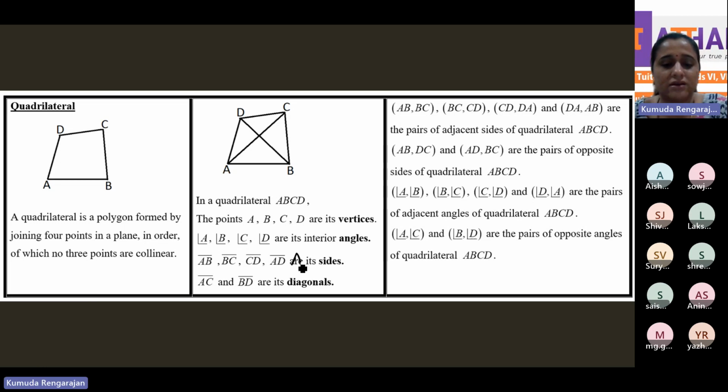You can write AB again. So AD and AB are adjacent sides. Opposite sides: AB and CD are opposite sides. BC and AD are opposite sides.